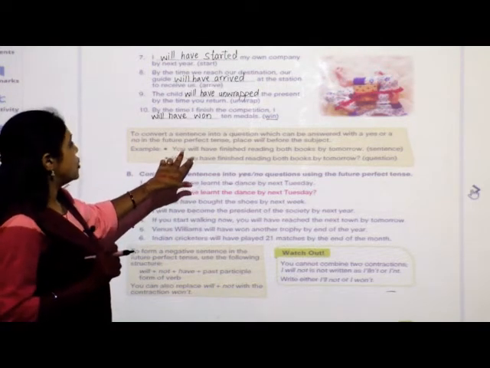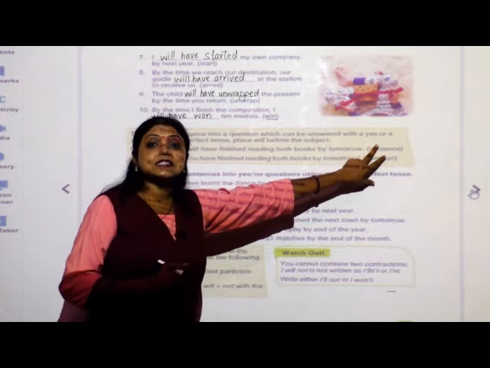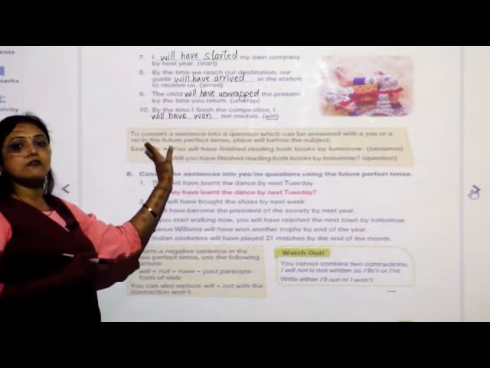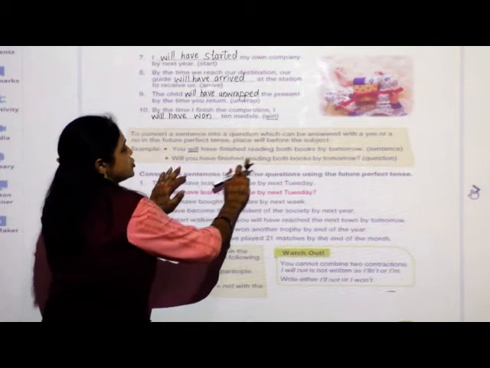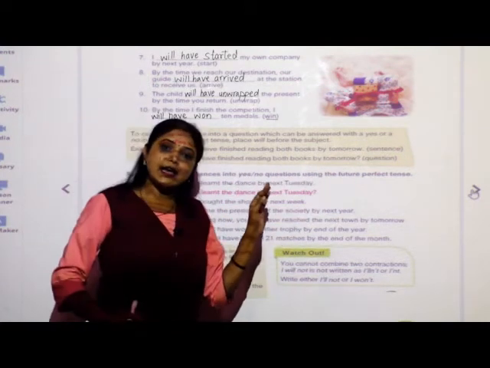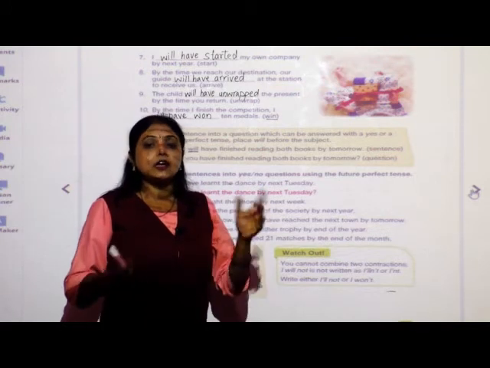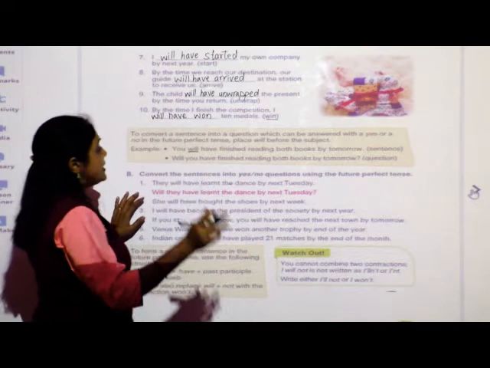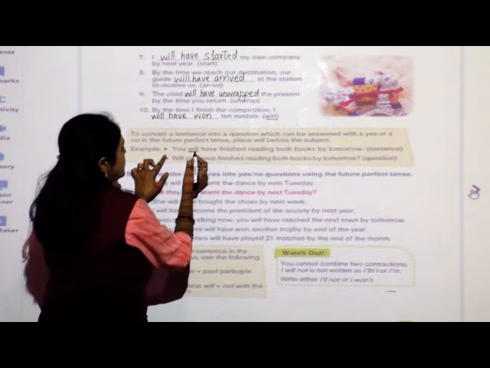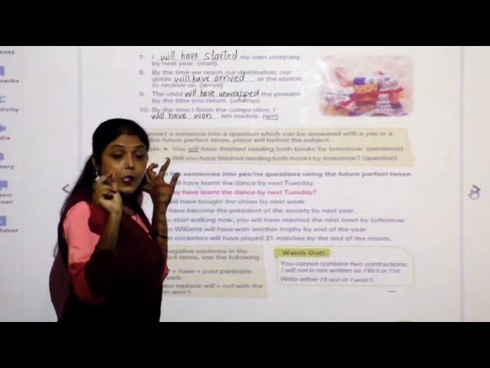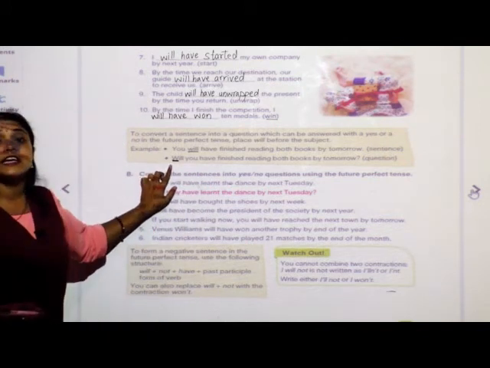So the example here: you will have finished reading both books by tomorrow. So this is the sentence. Then how will you convert it into a question? I will start from will. Will you have finished reading both books by tomorrow? Yes or no. I get the answer yes if I finish and no if I don't finish. So what I am doing is taking this will to the beginning of the sentence. The small w will be converted to a capital letter. You can see here W is written in capital letter.